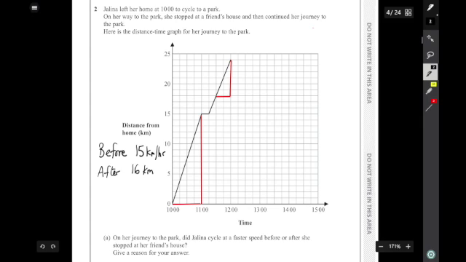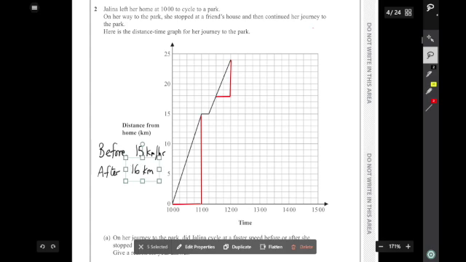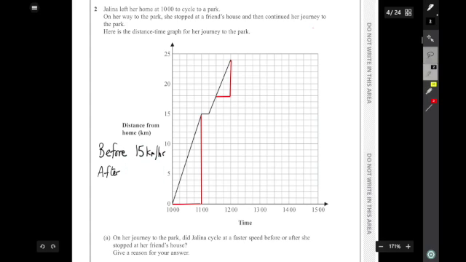Oops, that should be 12, not 16. I apologise. Let's just rub that out. 12 kilometers an hour. Good.